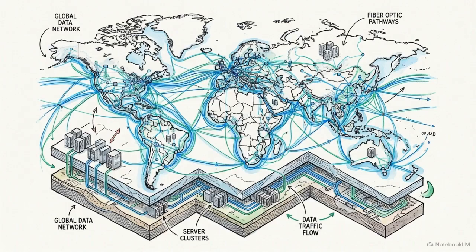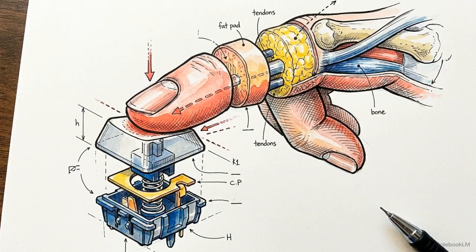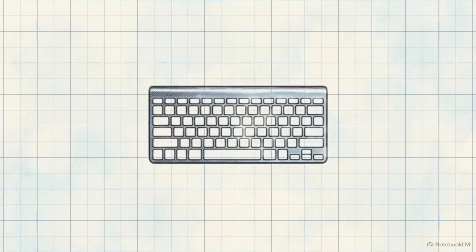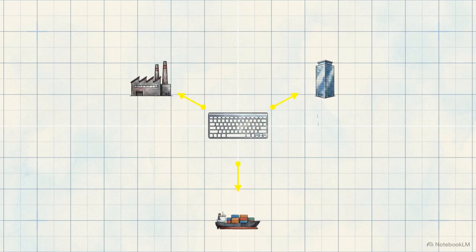A multinational corporation relies on terabytes of processed data every day, but that data is generated one keystroke at a time by a single operator sitting at a desk. This presents a specific engineering problem. How does the physical layout of a desktop hardware interface dictate the operational efficiency of international corporations?